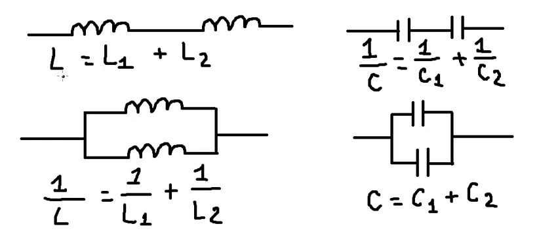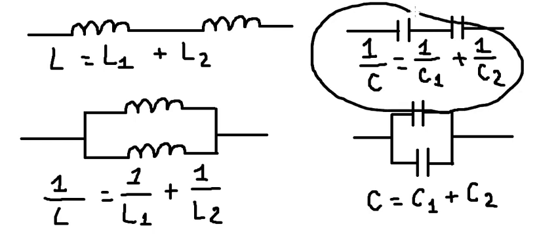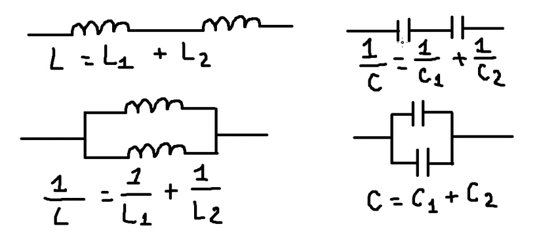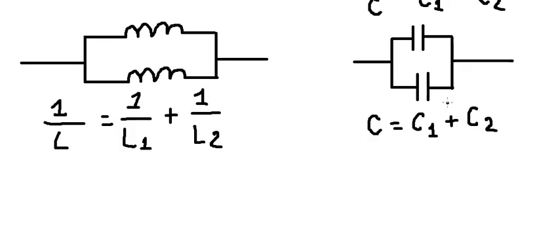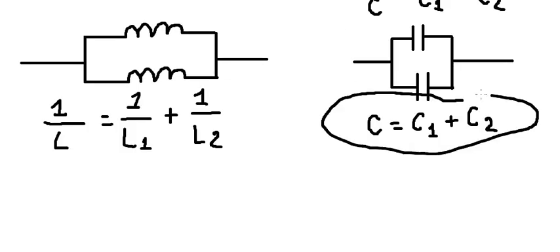About inductors, we have L equal to L1 plus L2. That is for the series in here. So we have 1 over L equal to 1 over L1 plus 1 over L2. This is for parallel. Now about capacitors, they are a little bit different. In the series of capacitors, we will have this one in here. In parallel, we have this one in here.